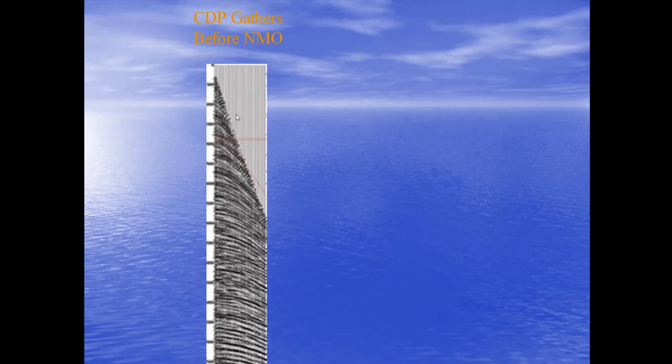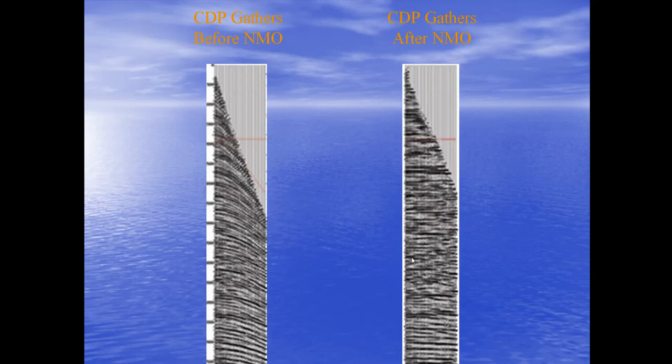So this is CDP gather data before NMO correction. You see the moveout of the reflection, but after the NMO correction, the CDP gather can be seen and the moveout is corrected.